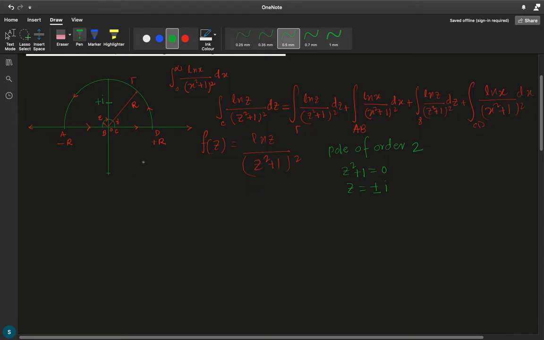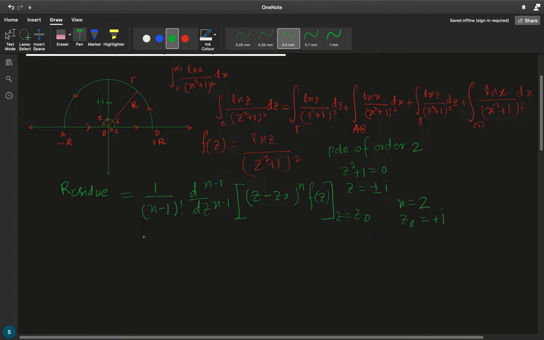All right, so now basically we need to find the residue. What is the residue? For a pole of order n, we know the formula is 1 by (n minus 1) factorial, d^(n minus 1) by dz^(n minus 1) of (z minus z naught) to the power n into f of z, at the point z equal to z naught. Here, for our purpose, n equal to 2 and z naught equal to plus i.